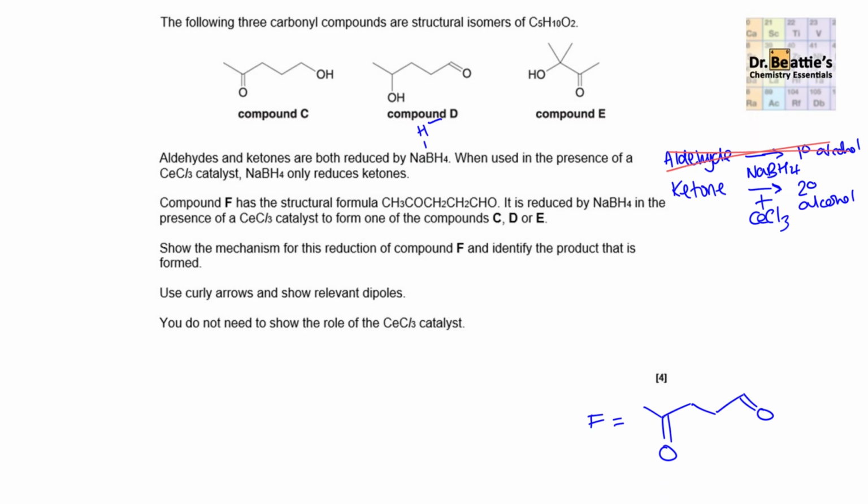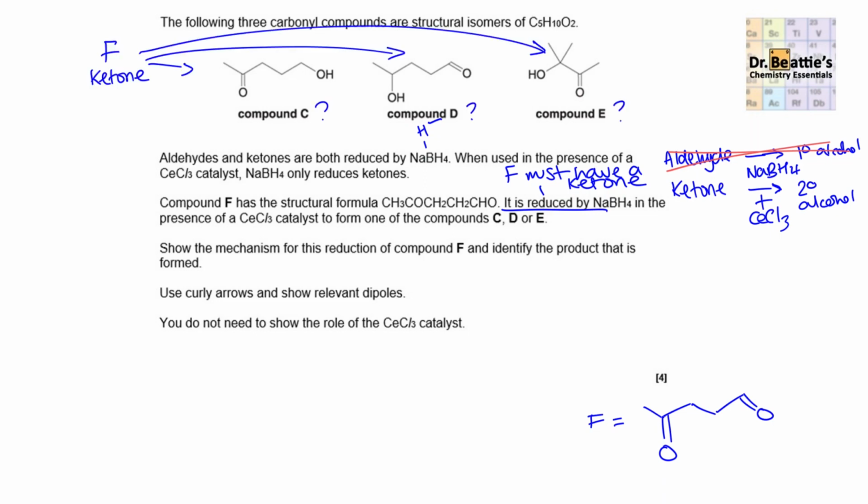We're then told that compound F has this structural formula and that it is reduced by sodium borohydride, so we know it must have a ketone in it. And then we're told that it forms either C, D, or E that we've been given the exact structure for. So it's useful to annotate the information in text into a more visual form. All I've done here is convert that into basically this. Now, what this requires us to do is to work out the reduction of compound F and identify the product that is formed. So before we can even write a mechanism, we need to actually identify what F is.